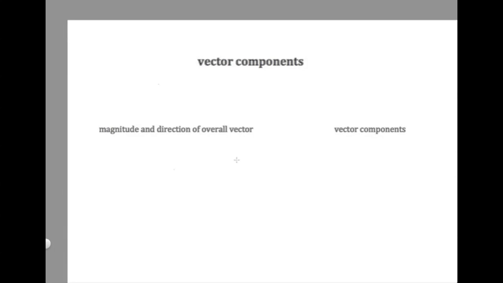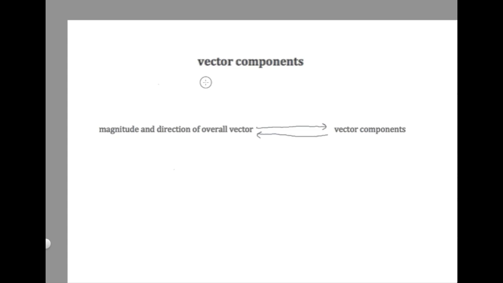In this video series, we will learn how to break vectors into their components. How to take the magnitude and direction of an overall vector and break it into components. Also, we will learn how to determine the magnitude and direction of the overall vector when you're given its components. So we will also learn how to move in this direction. When you're given the components, you need to know how to figure out the magnitude and direction of the overall vector. So these are really crucial skills for your success in your physics class.